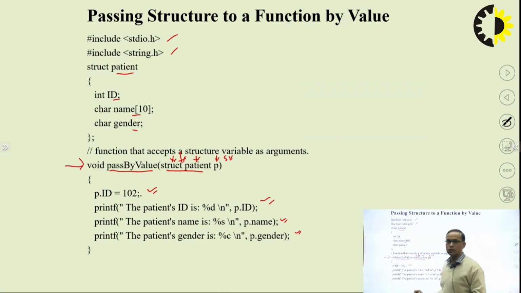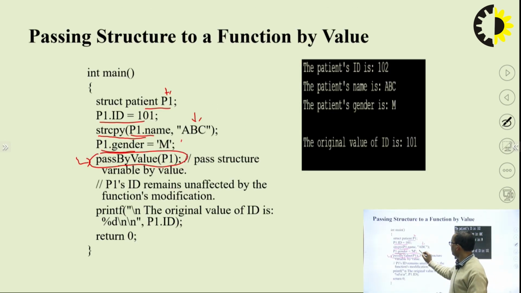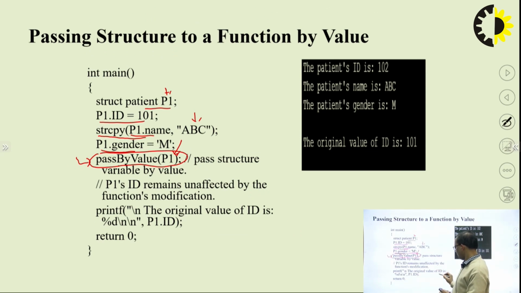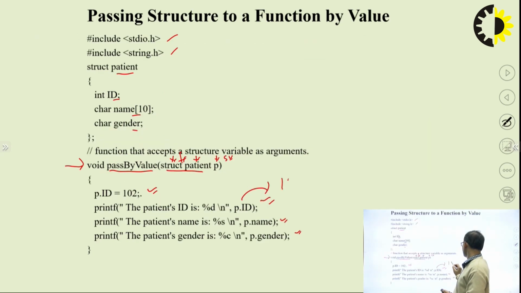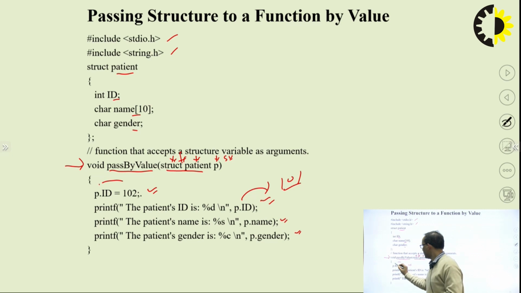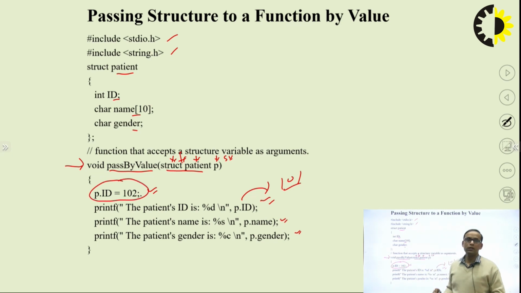This is the function definition. Inside this, we are passing the parameter p1, so the values of p1's structure members will be passed here. PID will be printed as 101, name will be printed as ABC, and gender is male. Now what is this? Here p dot id is a local variable, or you can say a local member for this particular function.